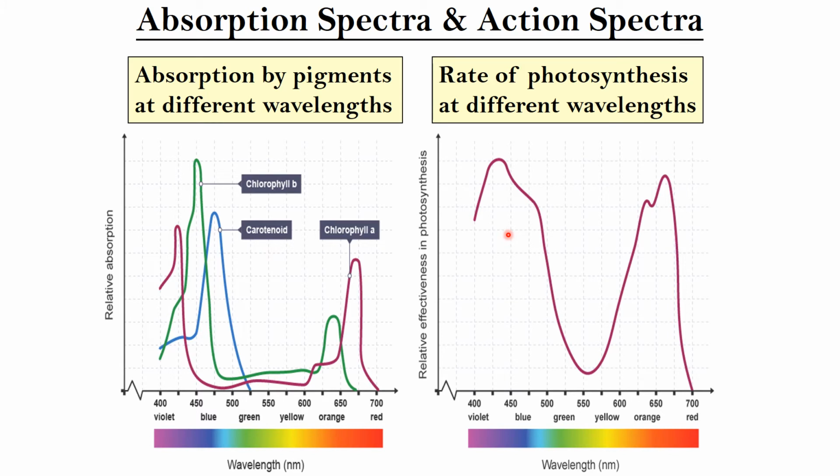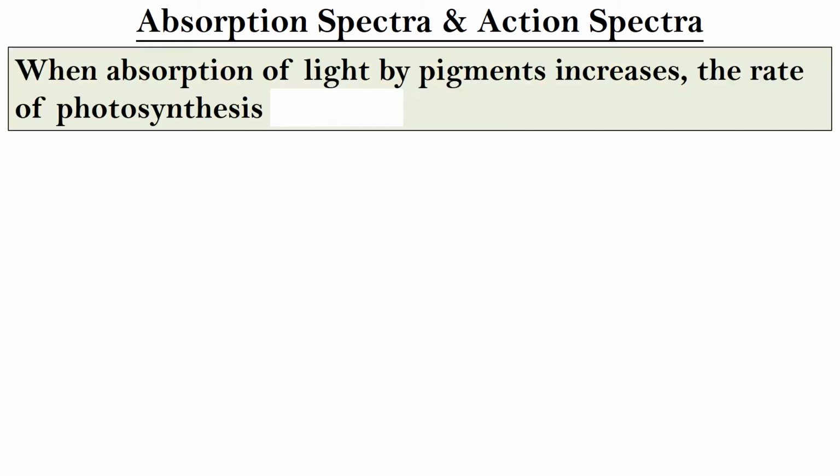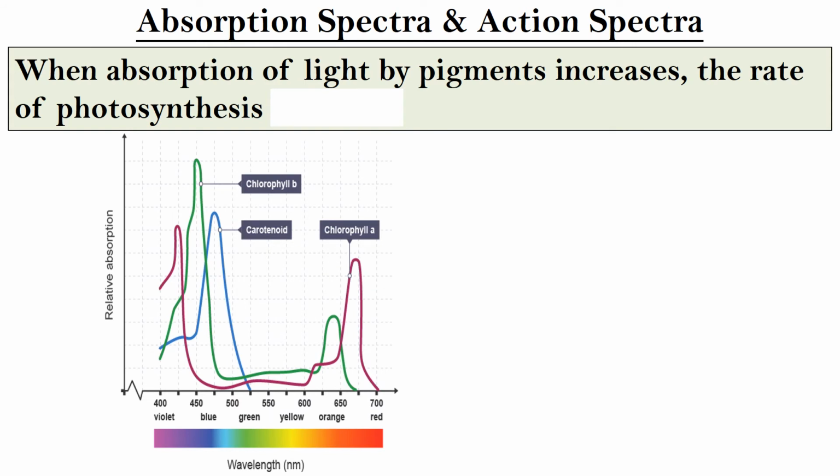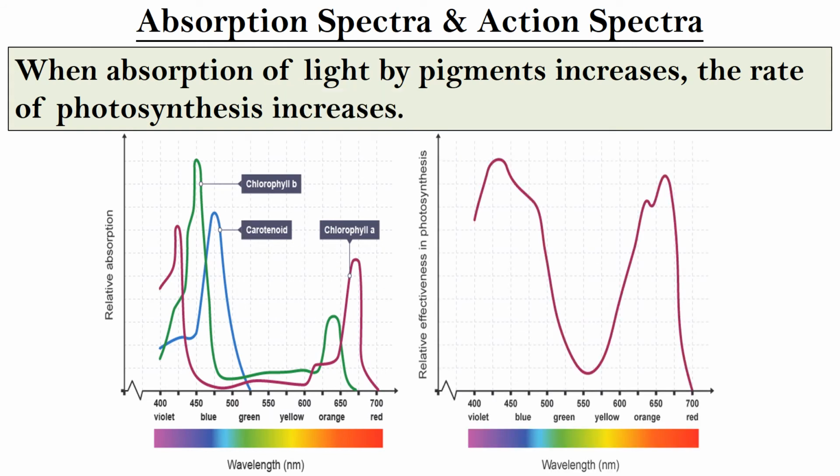Whereas if you shone 450 nanometer wavelength light on it, then chlorophyll B and also carotenoid is going to be a bit active around there as well. They're going to be absorbing it, so you will have a higher rate. So when absorption of light by pigments increases, the rate of photosynthesis increases. So you can see how this corresponds there.